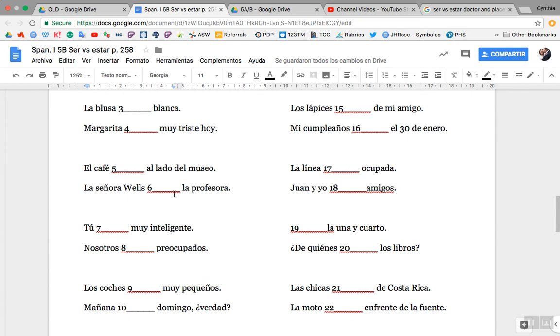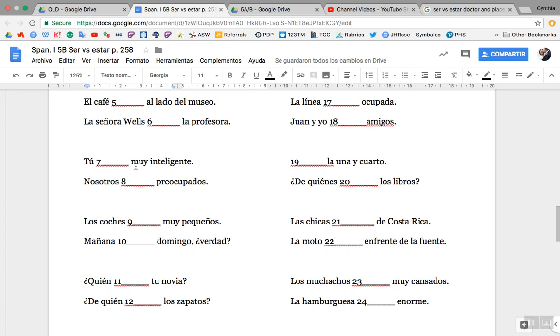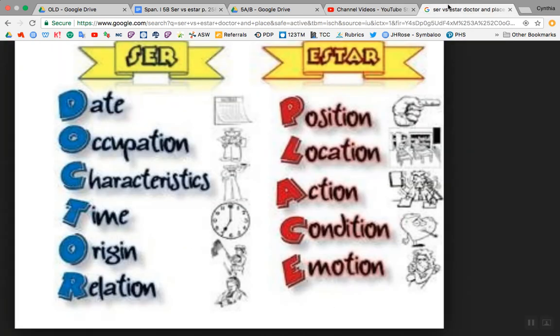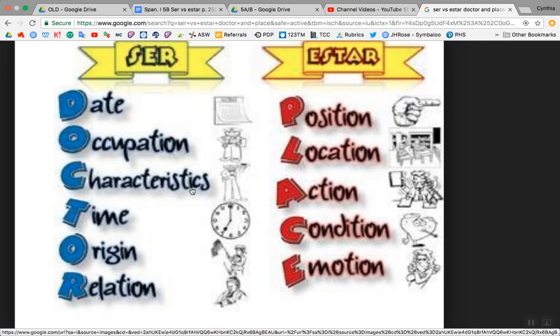La señora Wells es la profesora. She's the teacher. Tú estás muy inteligente. No. Tú eres muy inteligente. You are very intelligent. And that is because that's a characteristic. Telling me someone's very intelligent is a characteristic of what they're like, as opposed to something conditional, like if you had a sudden burst of intelligence and you did amazing on an exam. Saying that doesn't make much sense. Never mind. Saying you're intelligent is a characteristic.